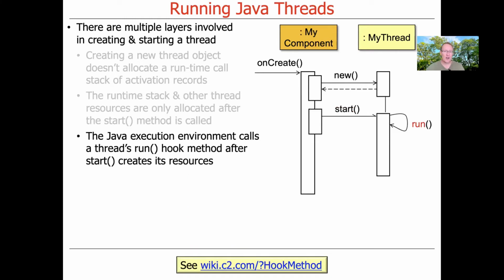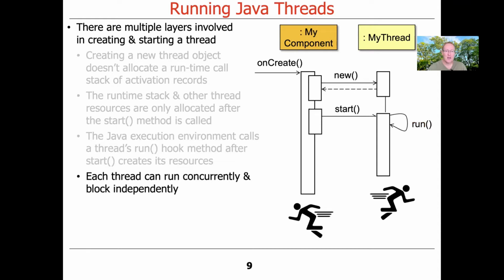Once start is called, the underlying Java execution environment, which includes the operating system, kernel, and system libraries and so on, all collaborate together in order to set up the runtime stack and then call the run hook method on the Java object that was just started. So that's where things start to get interesting.